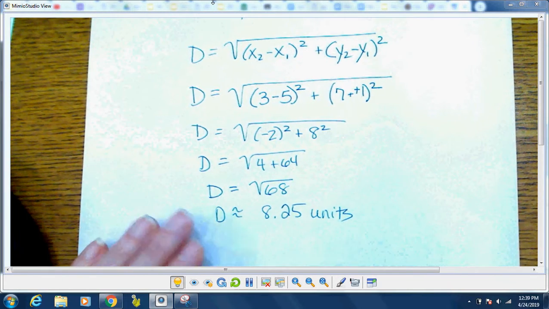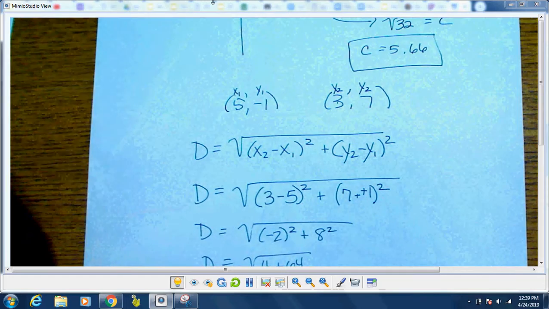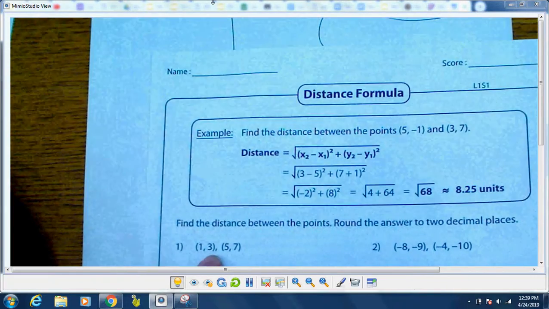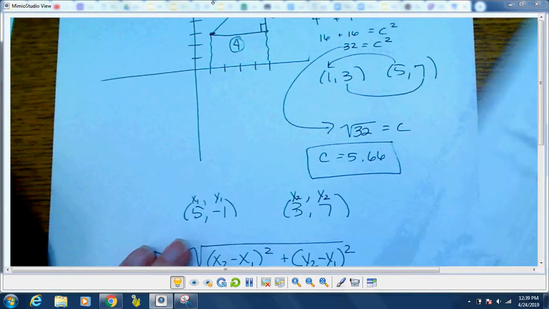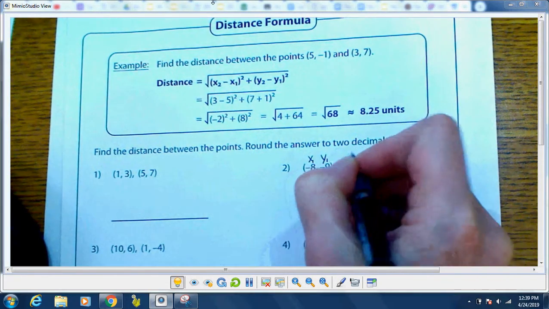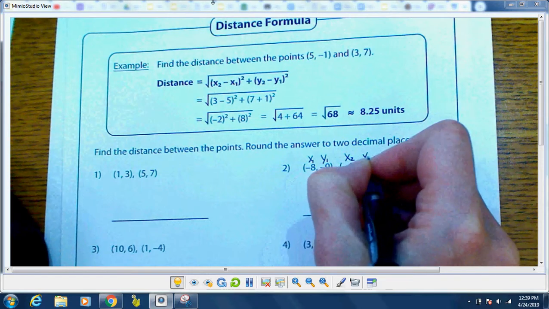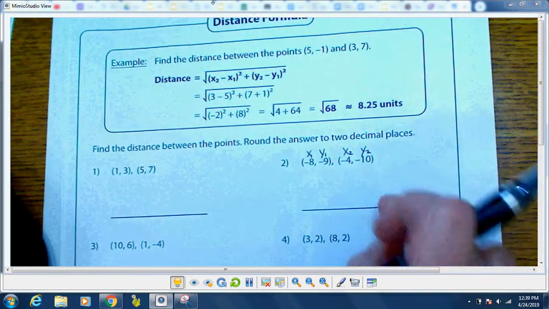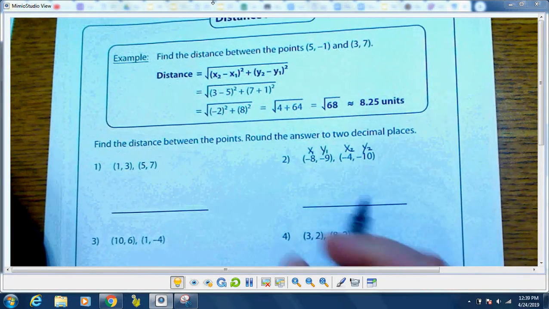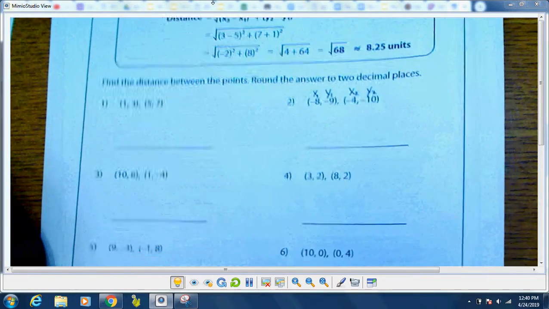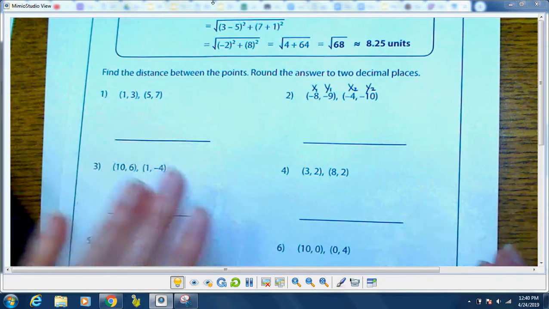All right, so again, you just label your points, x1, y1, x2, y2. So on the worksheet, I actually already did the first one for you in this example. So you just have x1, y1, x2, y2. I would go through and label all those. I do want you to show your thinking. I don't just want your decimal answers. I at least want to see it set up, and then you can have your decimals. So that is the distance formula.